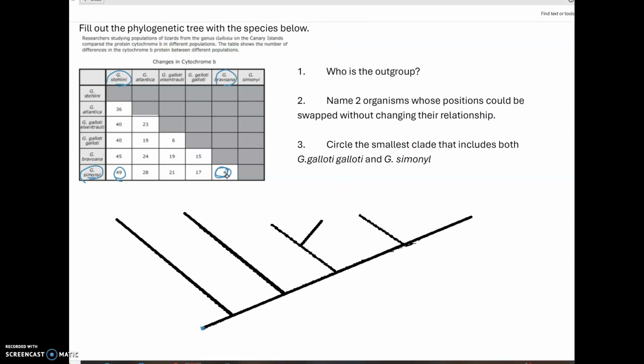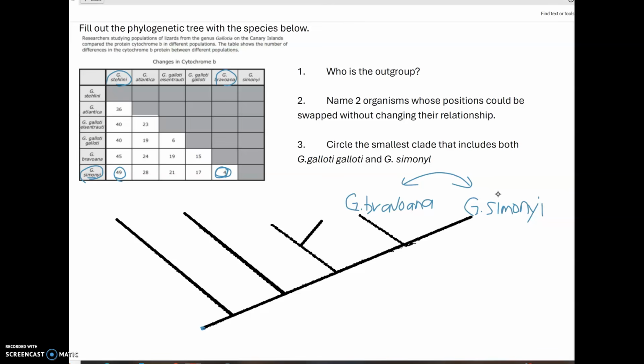So that's where you start for one of these. You're looking for the one with the least number of differences because those are going to be the most closely related, the most recently diverged, so to speak. And so that's what's going to go all the way to the right at the end. Now, does it matter which one I put on the left and the right? No. So I'm going to put G. Bravana here and G. Simoni here, and these technically could be flip-flopped. It does not matter which one goes on the left or the right. That doesn't mean anything versus which direction it's branching. So those are the most closely related.